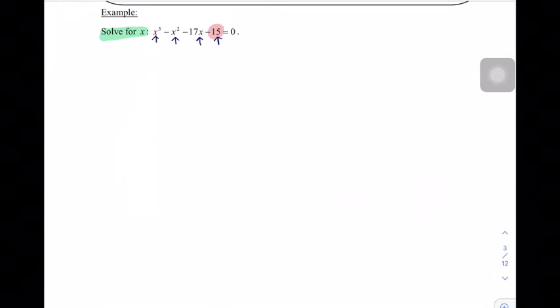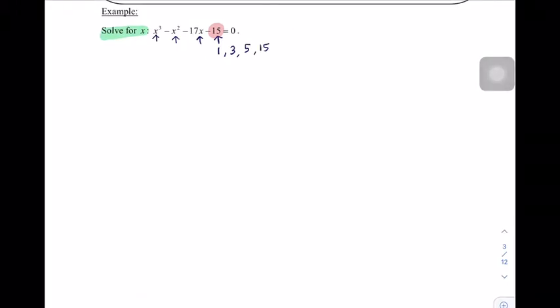Now let's think, what three numbers when you multiply will give you 15? So we break down the factors of 15. It is 1, 3, 5, and 15. From these values, they can be positive and negative, right? So we have to try to find the first root from these possible factors. Let's try with positive 1.